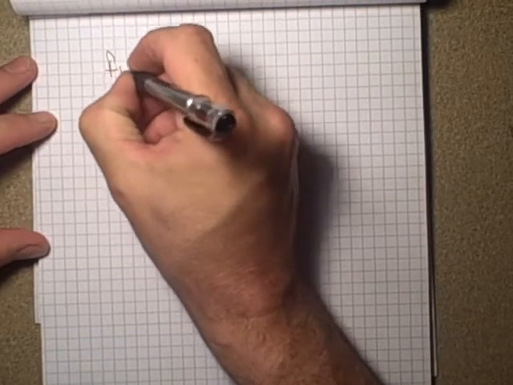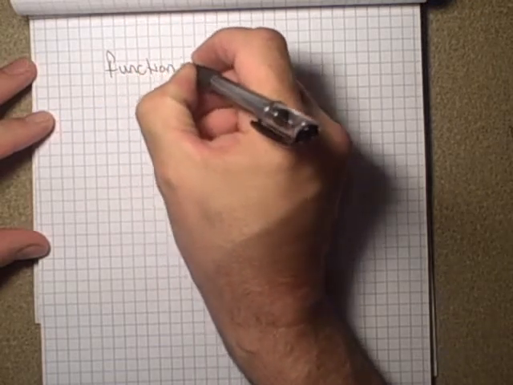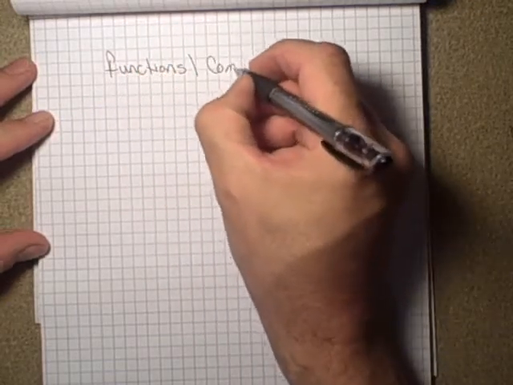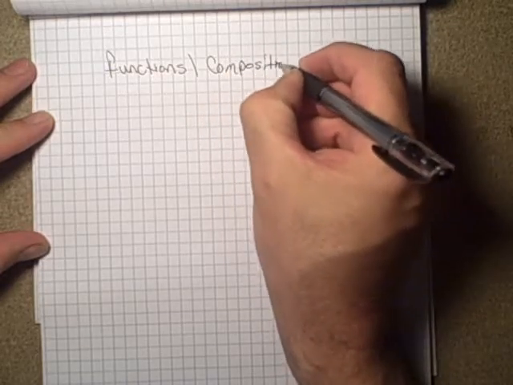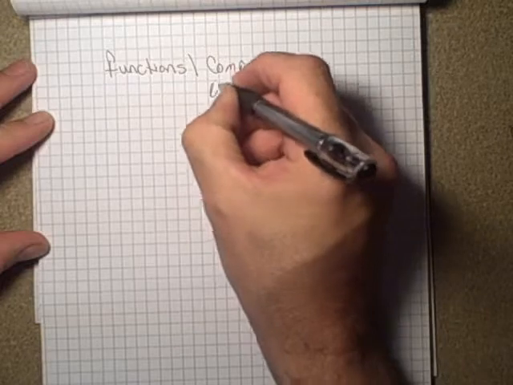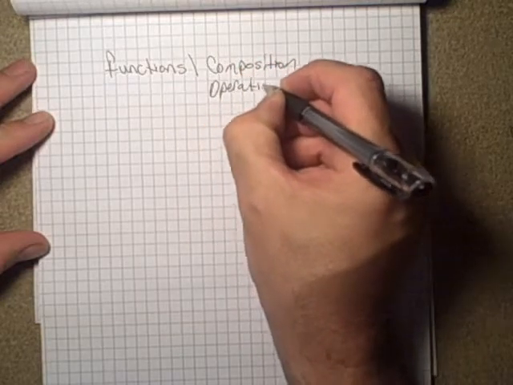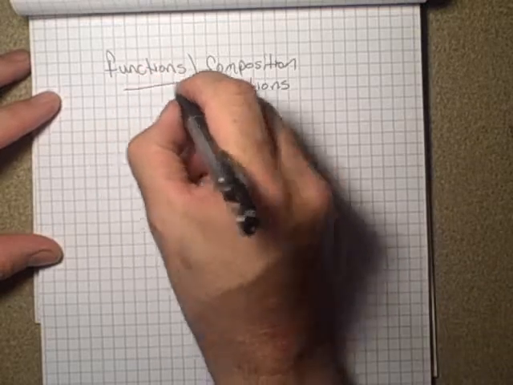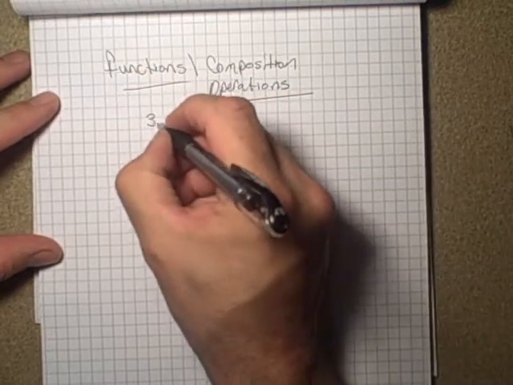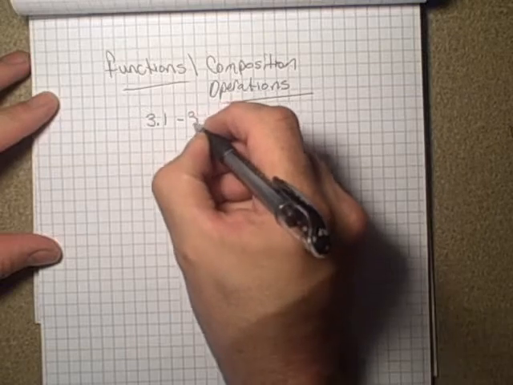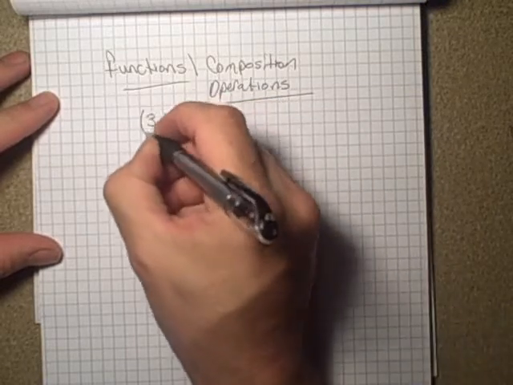This tutorial is going to cover the section on functions in Chapter 3, 3.1 and 3.2. And we're going to look at function operations and function compositions. So we're going to look at functions, and we're going to look at composition of functions and the operations with functions. So specifically, we're looking at 3.1 a little bit and 3.2 mainly in your Math 830 text.